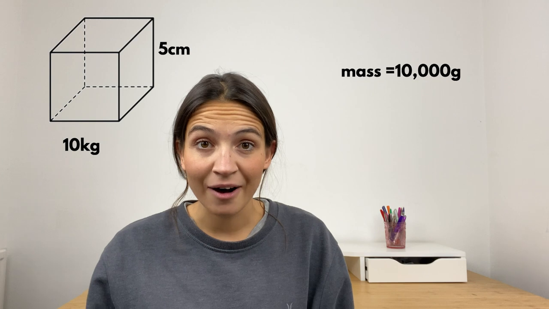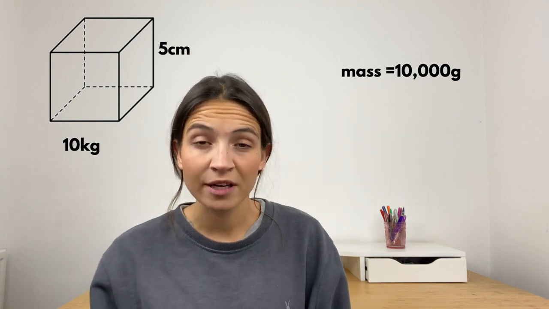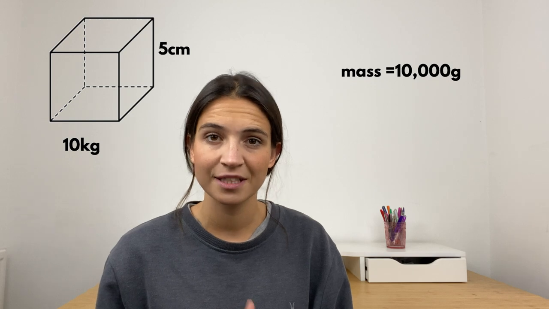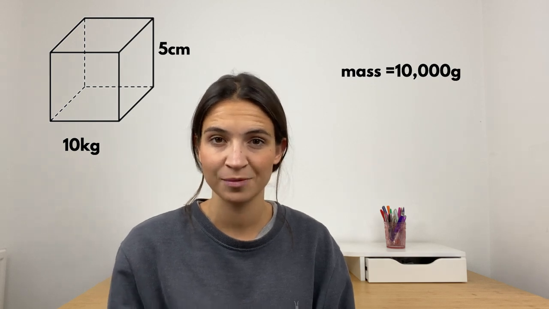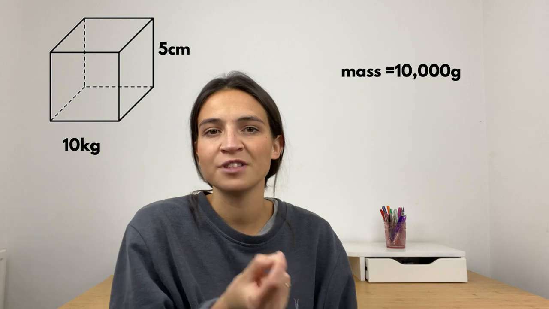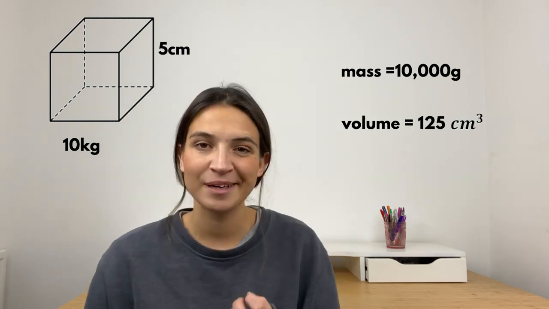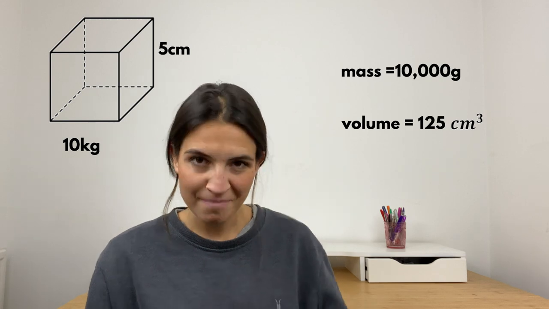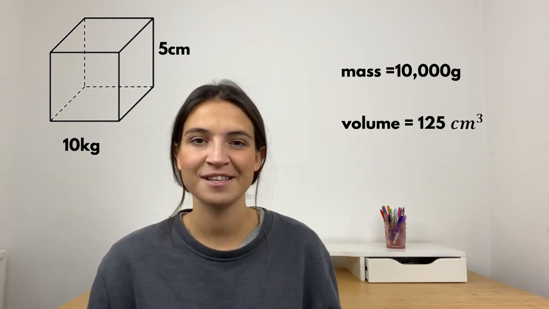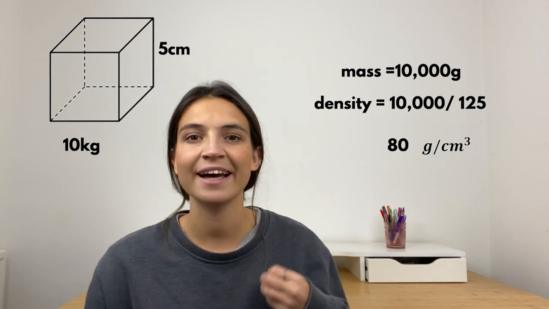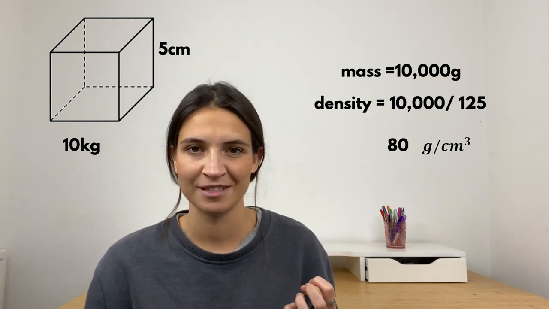Okay, now I need to work out the volume of my cube, but I need to leave the sides in centimetres this time to get my volume in centimetres cubed. So I've got 5 times 5 times 5 is 125. Now I can do my density again by doing my mass, which was 10,000, divided by my volume, which was 125, and that gives me 80 grams per centimetre cubed.